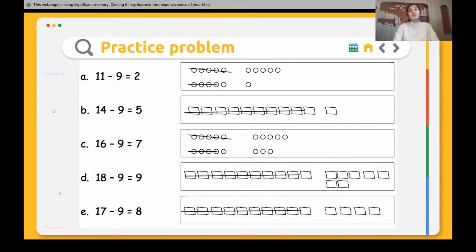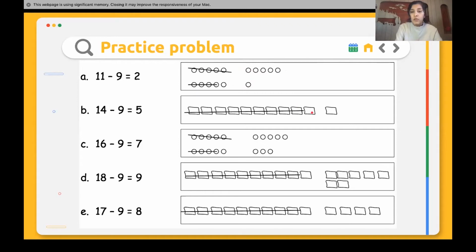Okay, now that you have tried and connected them and matched them, now I want you to check them with mine, okay? So I'm going to start with this one, letter A. 11 minus 9 equals 2. So that means I'm looking for one that has 2 of them that weren't crossed out or weren't taken away. This one has more than 2. I see 5 that are not crossed out, 5, 6, 7, so in total 7. What about this one?